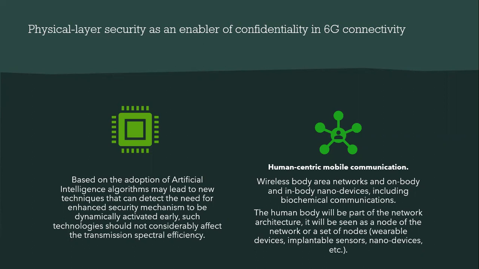For human-centric mobile communication, wireless body area networks and on-body and body nano devices, including biochemical communications, the human body will be a part of the network, as we already know, and it will be seen as a node of the network or a set of nodes: wearable devices, implantable sensors, and nano devices. So we have two different scenarios. One is related to non-human devices and nodes, and another is related to human-centric devices, where the human body is actually a part of the node and is considered as a node, or it has a set of nodes, which are wearable devices, implantable sensors, and nano devices.